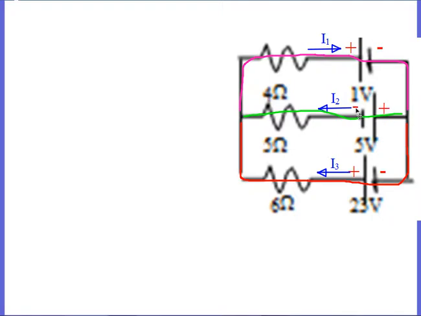Okay, so we put the negative with the low potential and the positive with the high potential. Very important to be conscious of that. And then we will apply Kirchhoff's loop rule, which says if you go around any loop and come back where you started from, the sum of the voltage gains and the sum of the voltage losses will be zero.